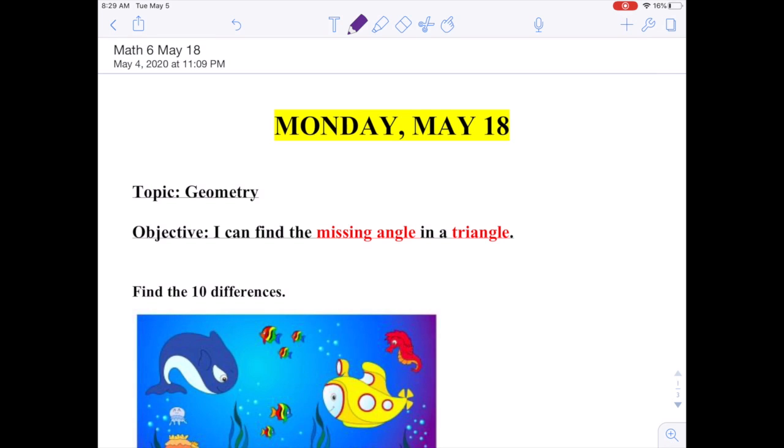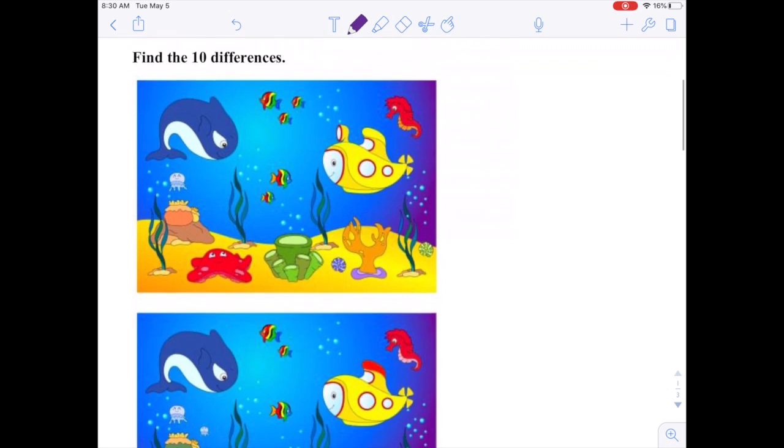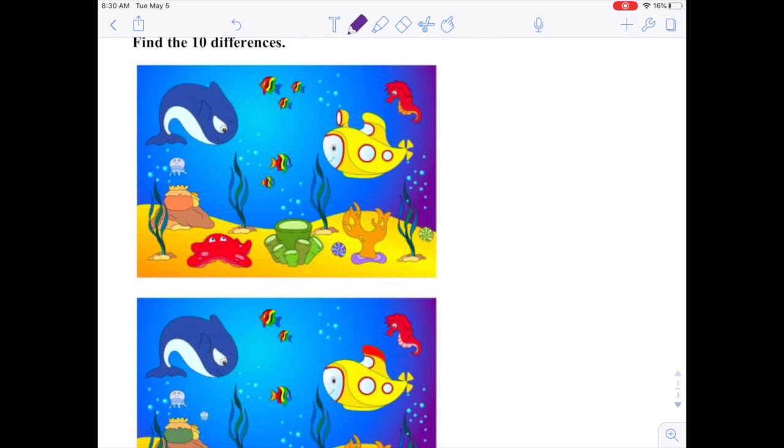This week we are going to get into some geometry. So we're going to help find the missing angle of a triangle. If you would like to find the 10 differences, you can go ahead and do that now. Pause your video.